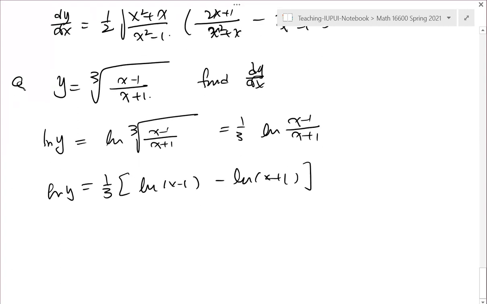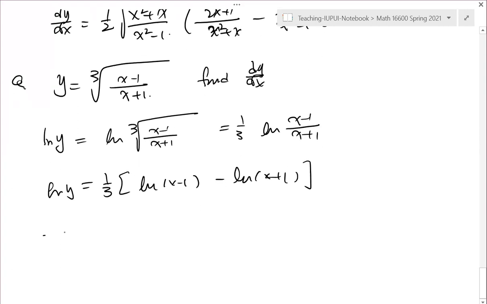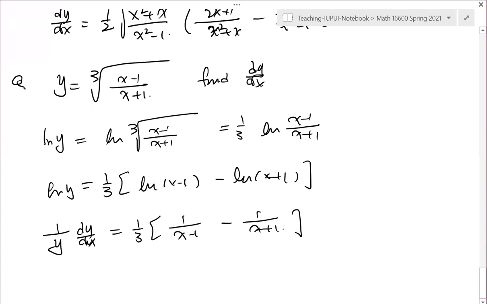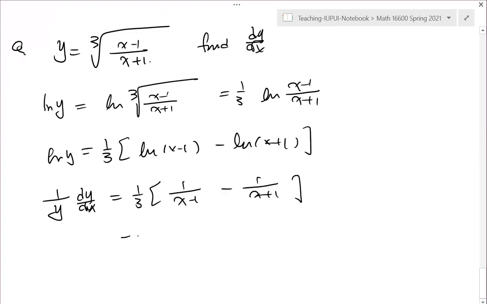The left-hand side, when you differentiate with respect to x, you have the derivative of y with respect to x, okay? And here, the derivative of the natural log of x minus 1 will be 1 over x minus 1. Here it's 1 over x plus 1. And now you can simplify. I think you can simplify, and that will be 2.